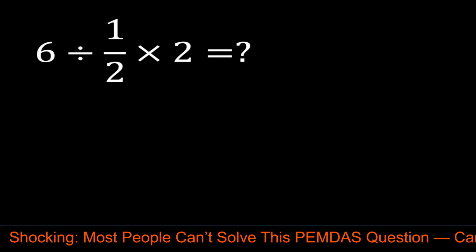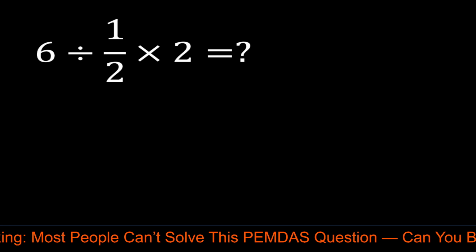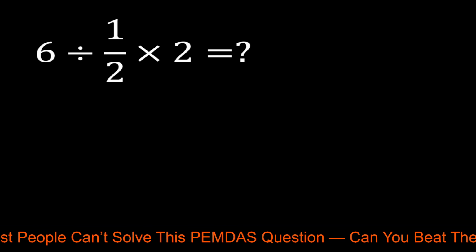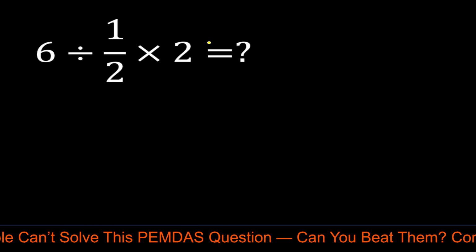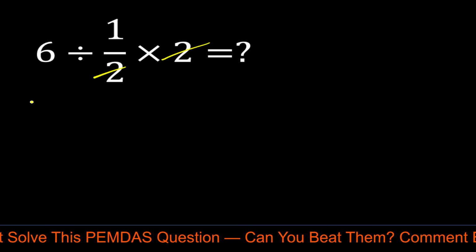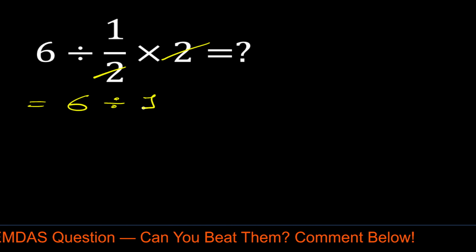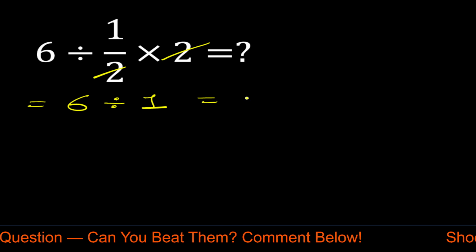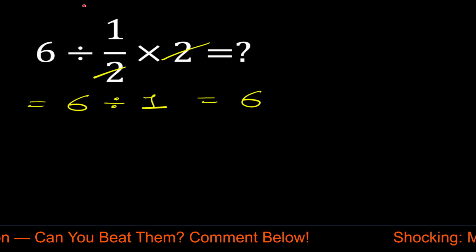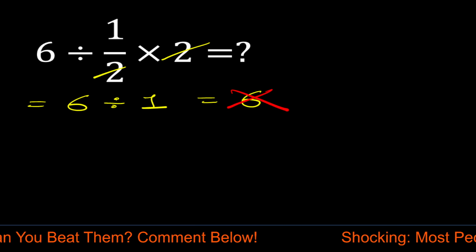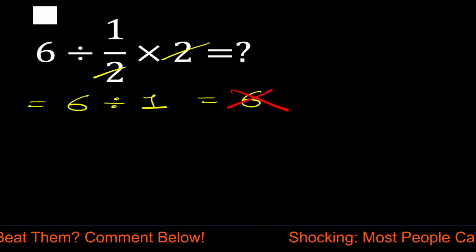So most people solve this question like: cancel this 2 by 2, right? So now 6 divided by 1. So 6 divided by 1 is equal to 6, right? But this answer is not correct. This answer is completely wrong.